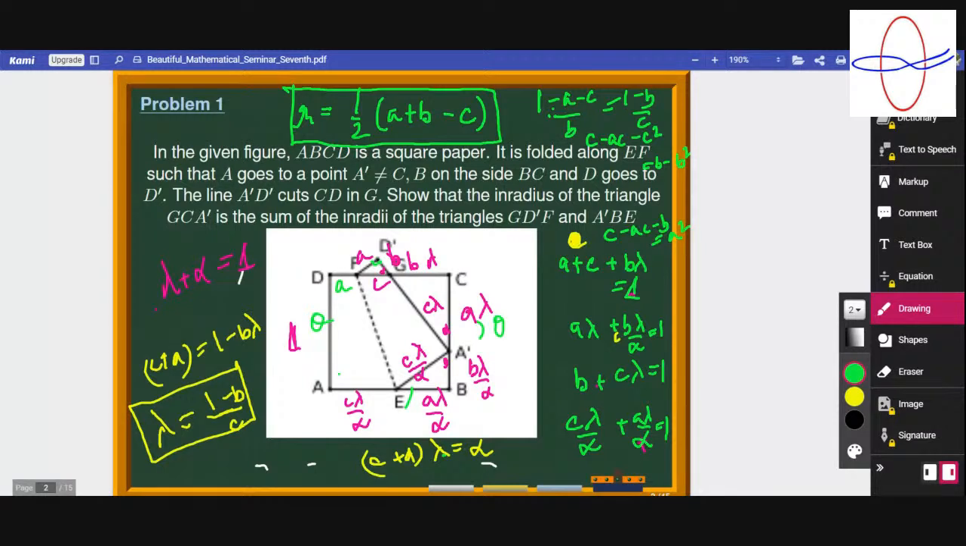So the second equation, A lambda plus B lambda by alpha, is a bit harder, okay? Are you sure you have done it correctly? Is equal to 1. Okay, fine. Let's try to do it.